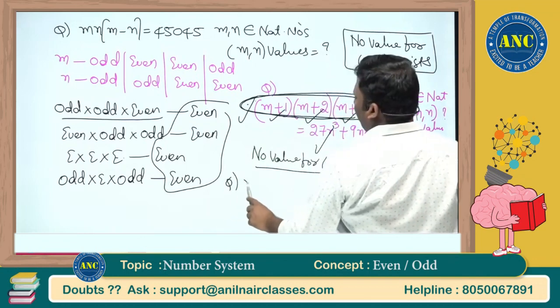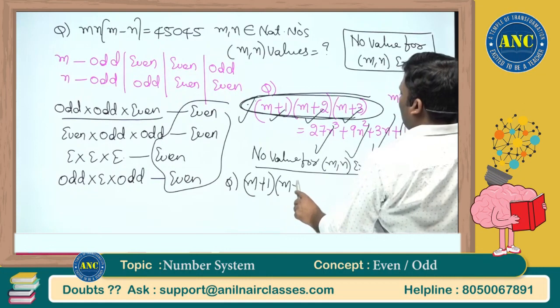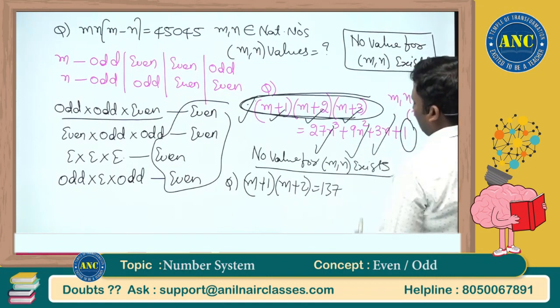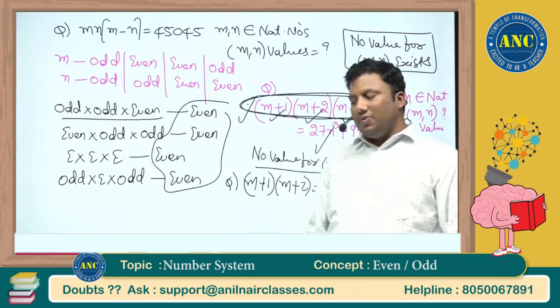Similarly, M plus 1 into M plus 2 equivalent to 137. M is a natural number. How many values will M take which will satisfy this equation?